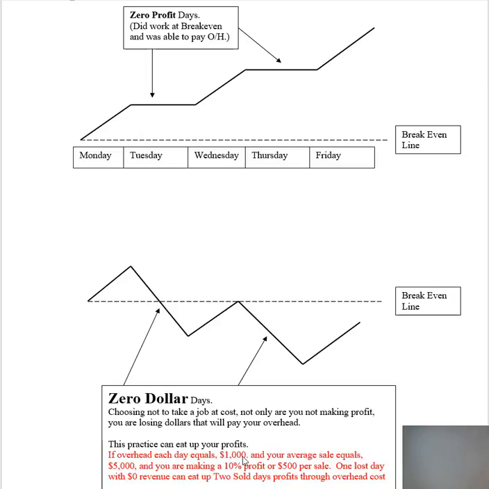So your overhead cost is $1,000 right here. Your profit is $500. If you have a $0 day, you're losing $1,000, and that $1,000 can only be recouped with profit from a sale. So it takes you 2 sales to get back to zero. So with $0 days, choosing not to take a job at cost, not only are you not making profit, you are losing dollars that will pay your overhead.